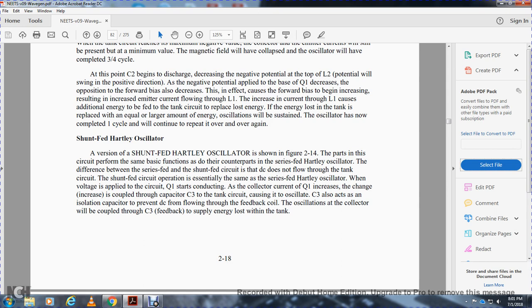Transistor 1 starts conducting collector current, and as transistor 1's current increases, the change is coupled through capacitor 3. The tank circuit causes it to oscillate. Capacitor 3 is also an isolation capacitor that prevents DC from flowing through the feedback coil. During oscillation, the collector will be coupled through capacitive feedback to replace the energy lost within the tank.